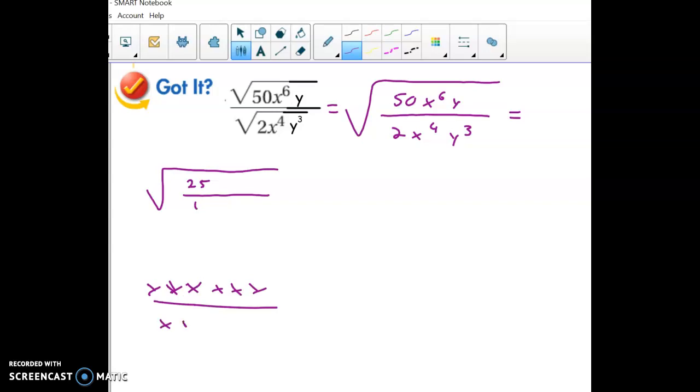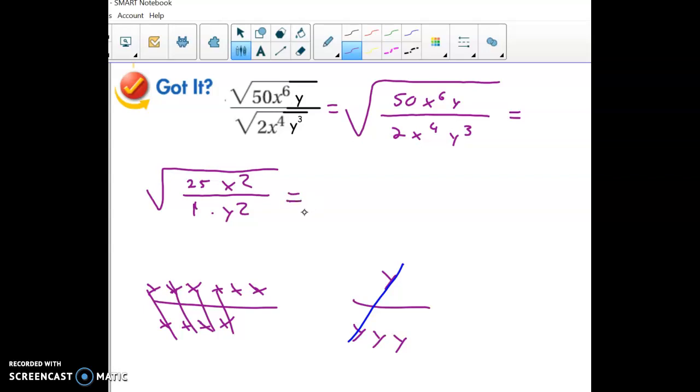Over x to the 4th. And they cancel, cancel, cancel, cancel. So you have an x squared up top. And what's different with the y's is you have more y's in the denominator than in the numerator. So you have y to the first and y cubed. And those cancel. So our y squared is in the denominator. So we have a 1 over y squared, which is really just y squared.